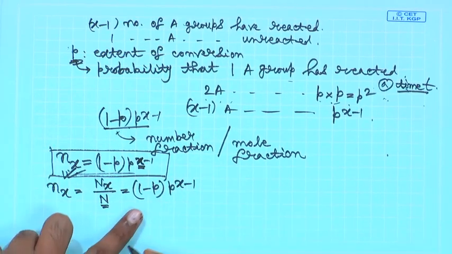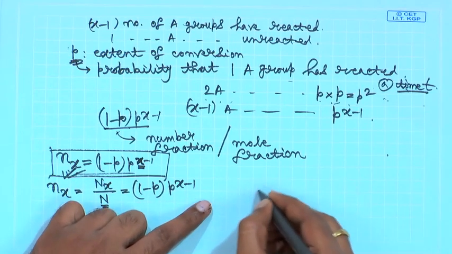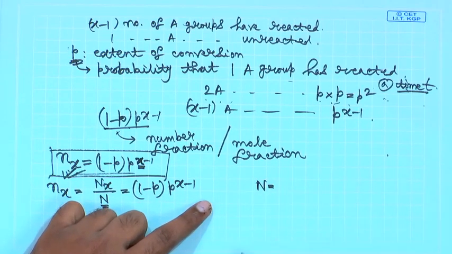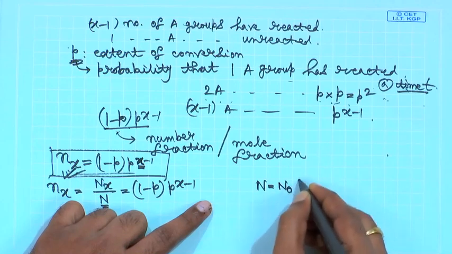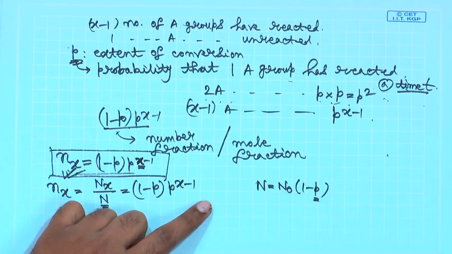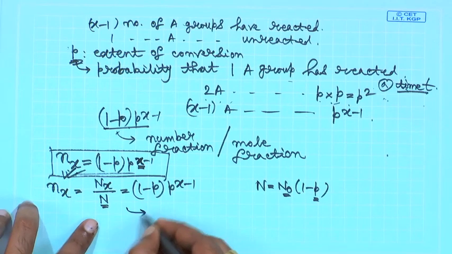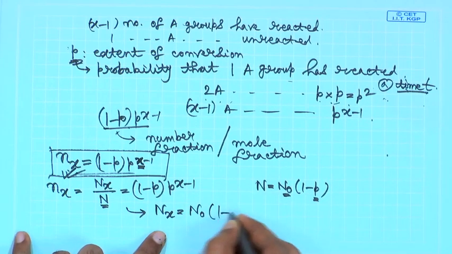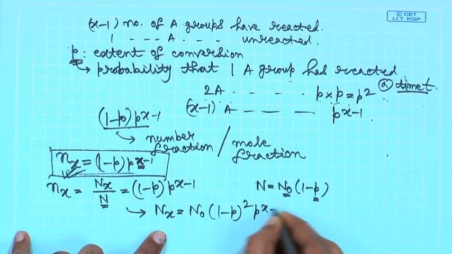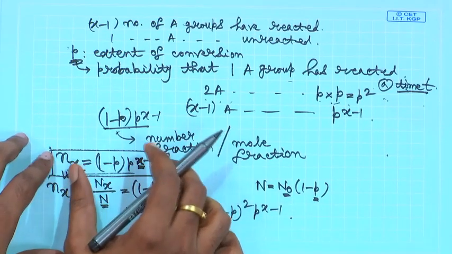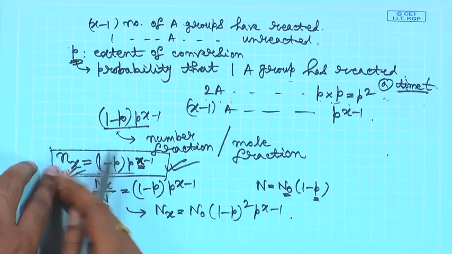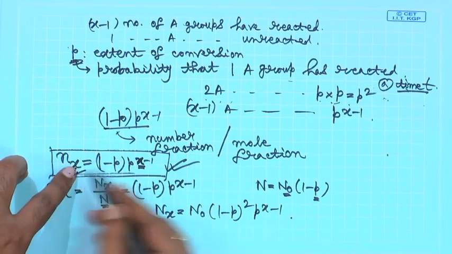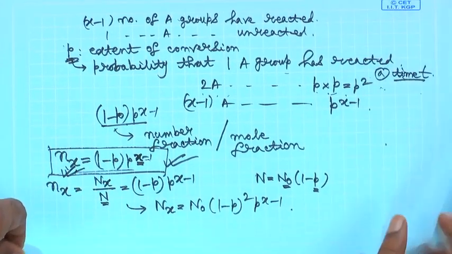Now, what is capital N? We know the value of capital N is nothing but n0 into (1 minus p), where p is the extent of conversion and n0 is the total number of molecules to start with. So, if you put those values here, then your n x is nothing but n0 into (1 minus p) square into p to the power x minus 1. So, this is the main expression. This is the number fraction distribution. This equation gives you the number fraction distribution as a function of your degree of polymerization.